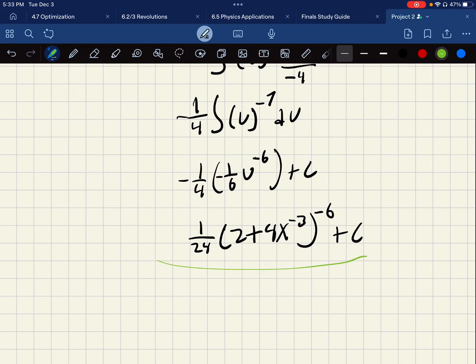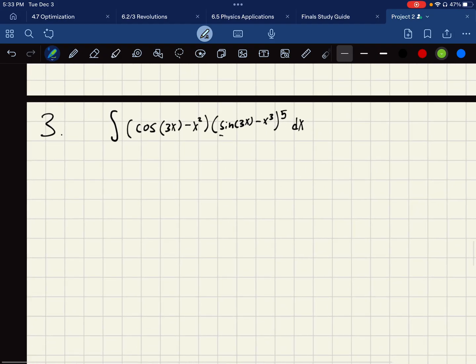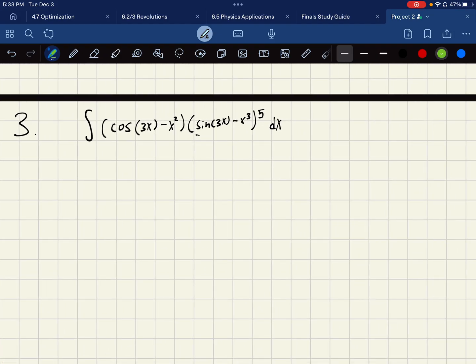And that's our final answer for question 2. Easy, got this. Okay, now for the third problem, there's cosines and sines. So you need to know a little bit of trig, but not a ton. And the antiderivatives of these are pretty simple, so we're chilling.